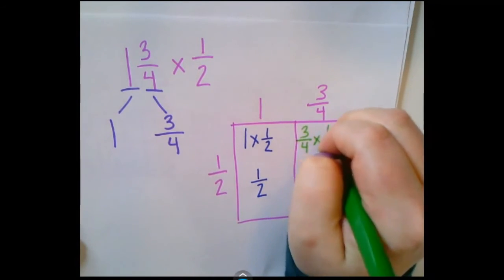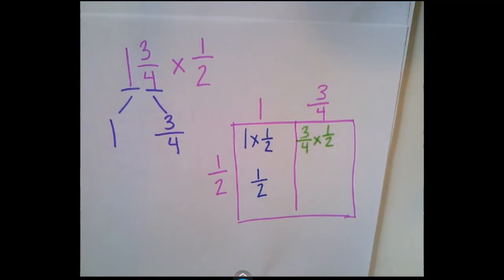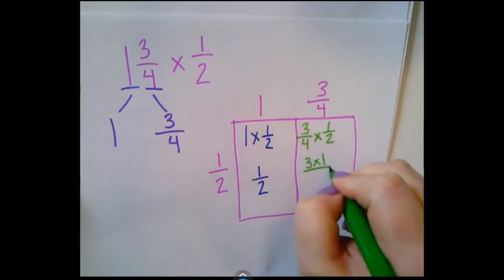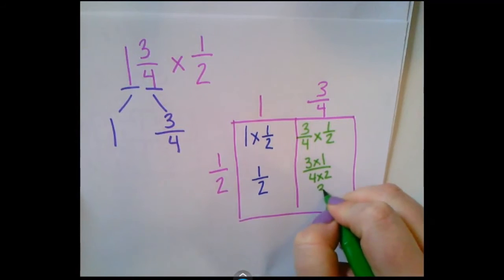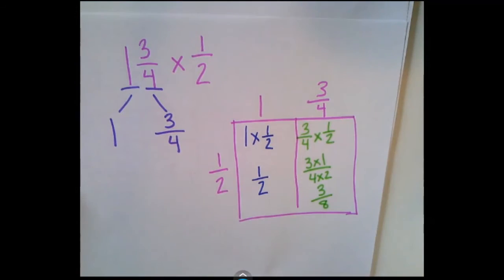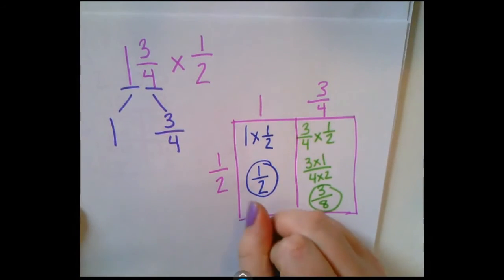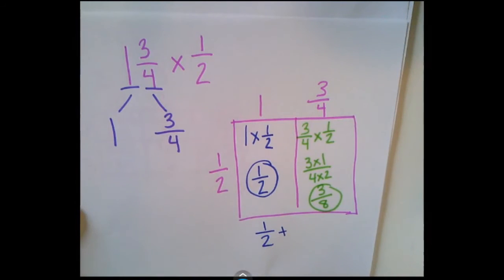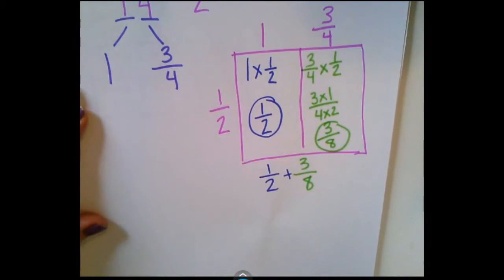And then I'm going to take 3/4 times 1/2. And we learned this week how to multiply fractions. So we're going to do 3 times 1 over 4 times 2, and that gives me an answer of 3/8. So I have 3/8 and I have 1/2. Just like when we multiply whole numbers, we're going to do the same thing when we multiply fractions. We're going to add those two numbers together. So we're going to have 1/2 plus 3/8. Now remember, we're adding now, so we need to have like denominators.